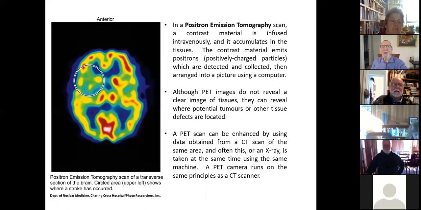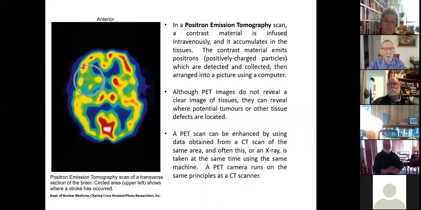Okay. Moving on now, we mentioned PET, positron emission tomography, and this is an interesting contrast scan. Again, this radiopaque material is infused intravenously, and the contrast material emits positrons, which are positively charged particles. Again, they're detected by a camera or receiver, if you like, and fed into a computer to make a picture. Now, the PET scan doesn't reveal much about the tissues themselves, but can reveal where potential tumours or other defective tissues are located.